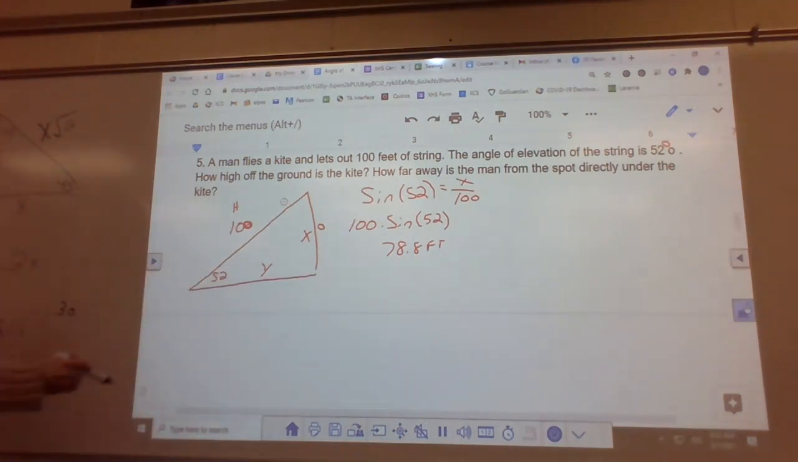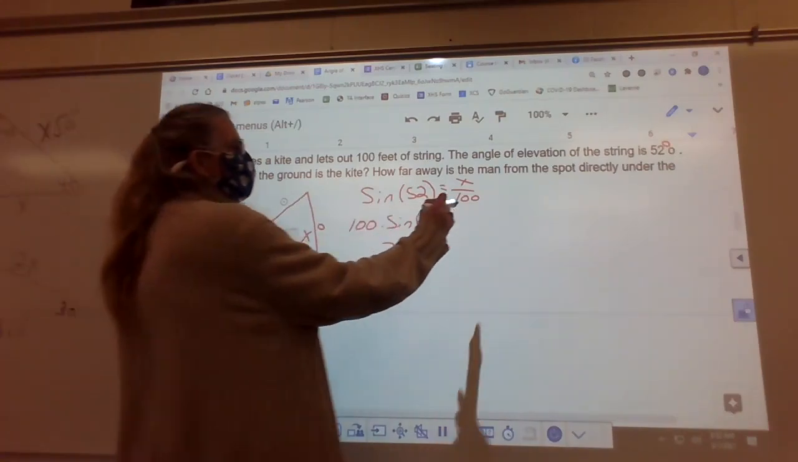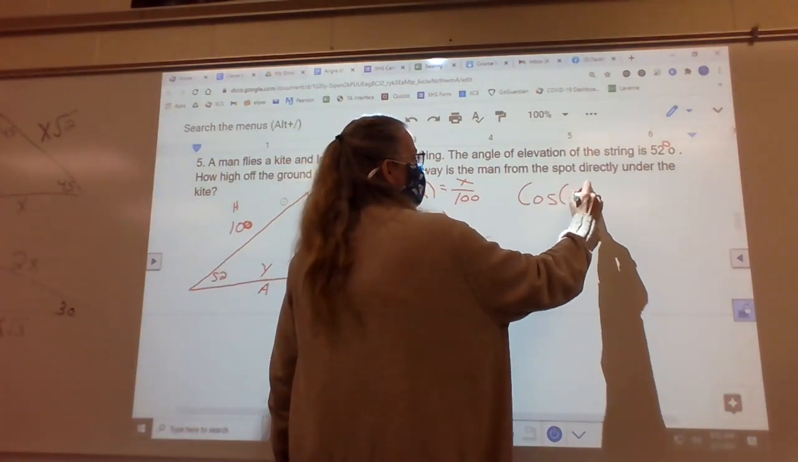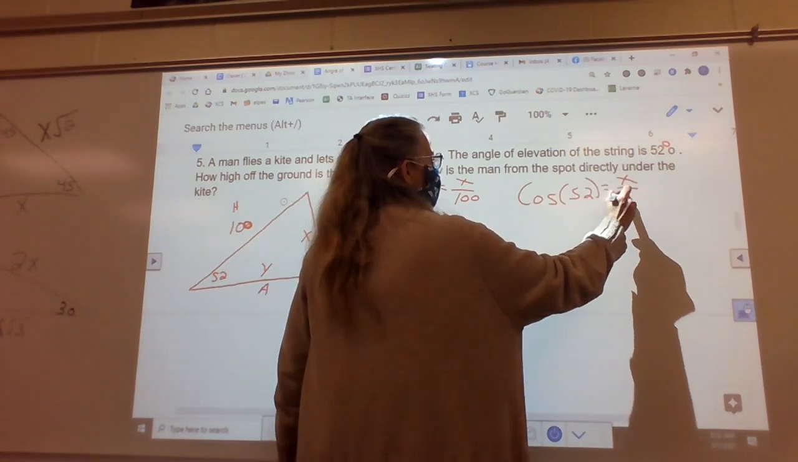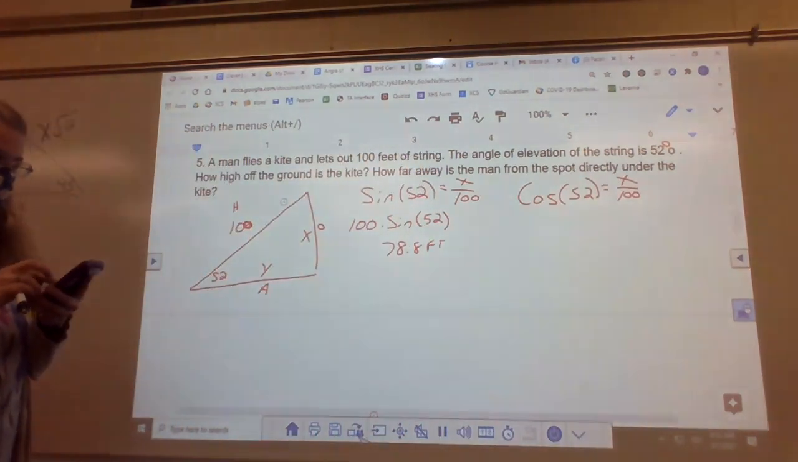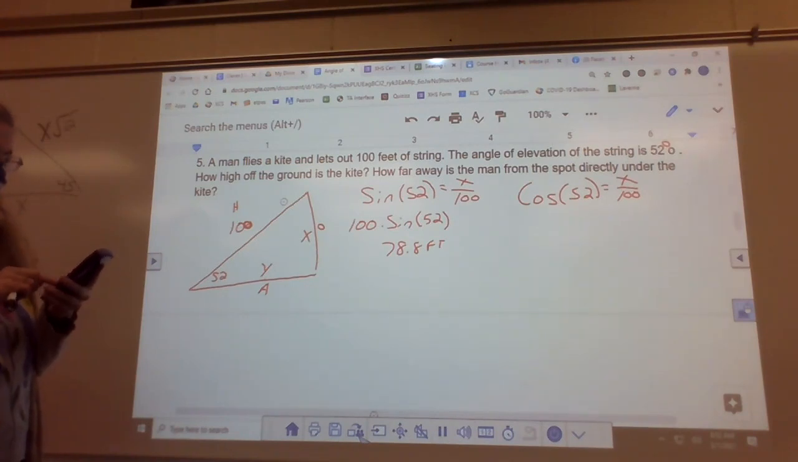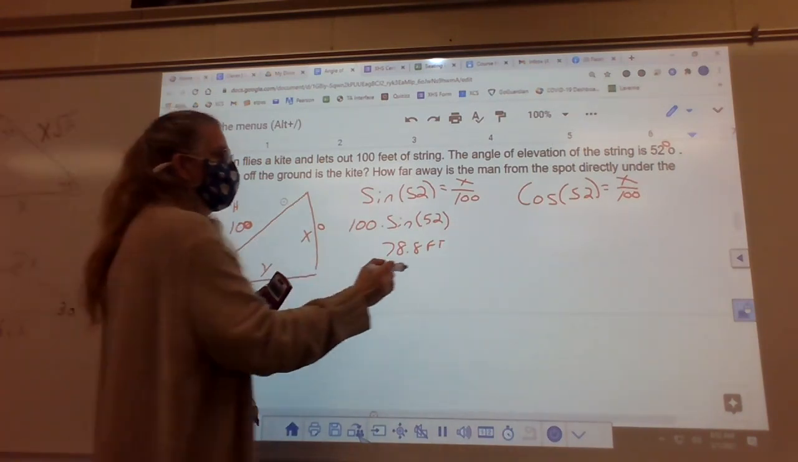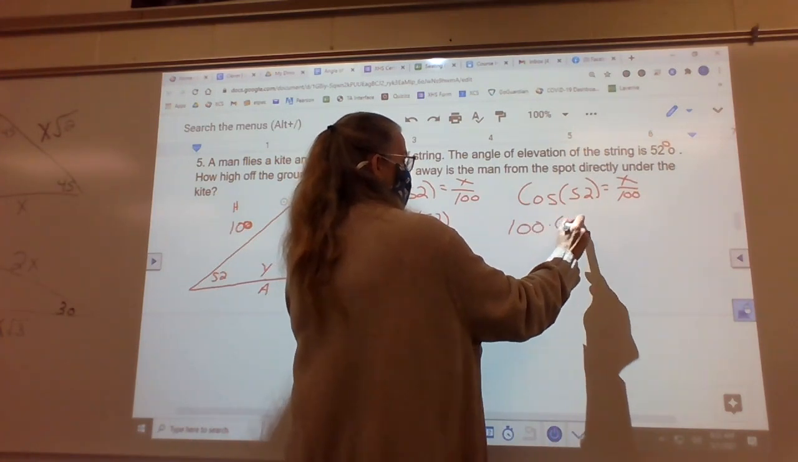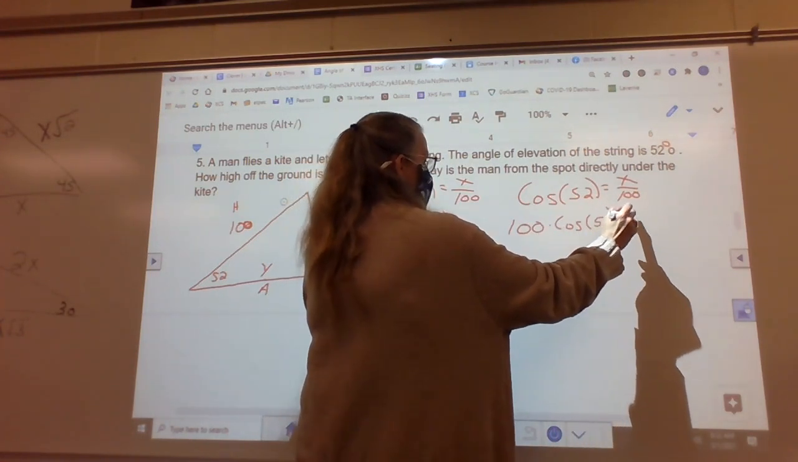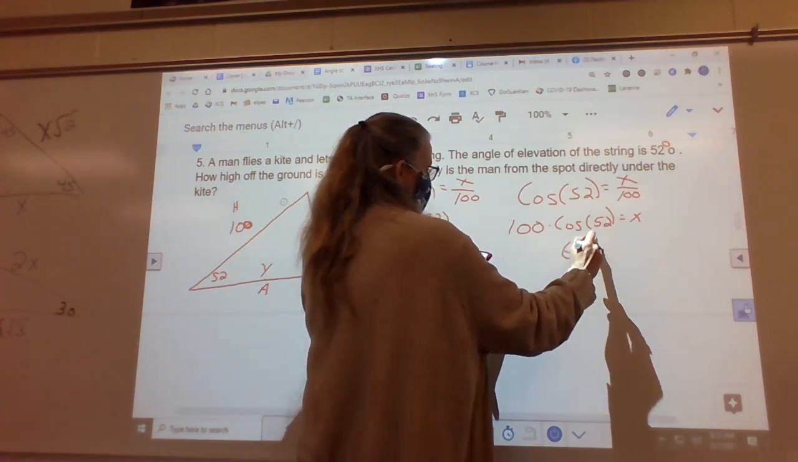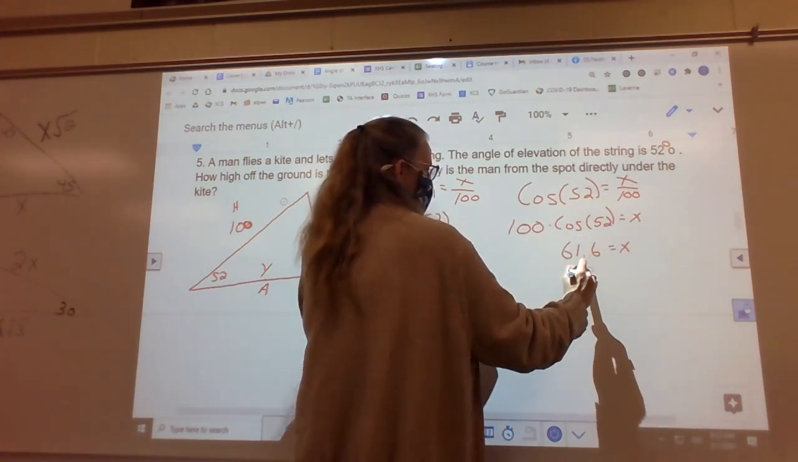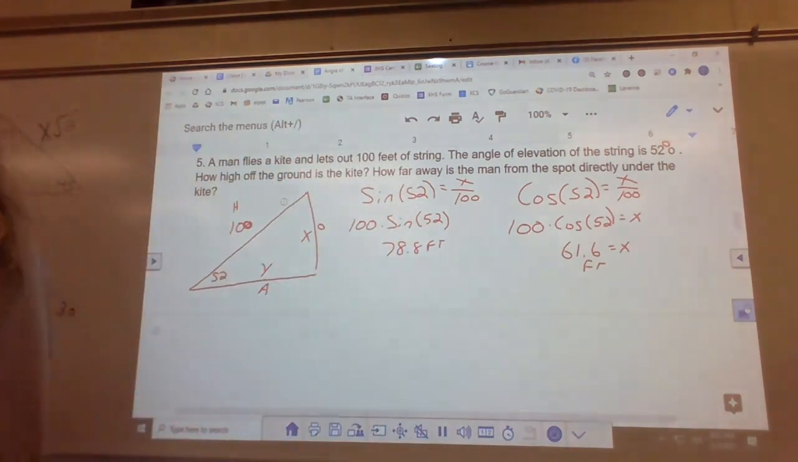Then to do this one, this is adjacent. So this time I'm not going to use sine. This time I'm going to have to use what? Cosine. Because I'm finding the other side. So cosine of 52, x over 100. 100 times cosine 52 equals 61.662 feet. So that's this one.